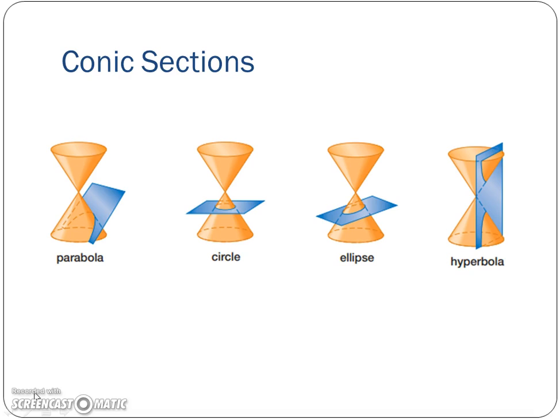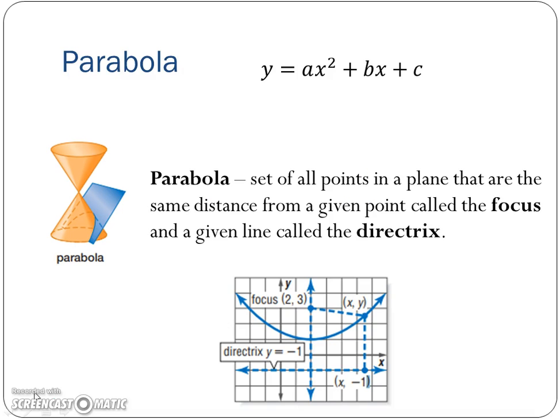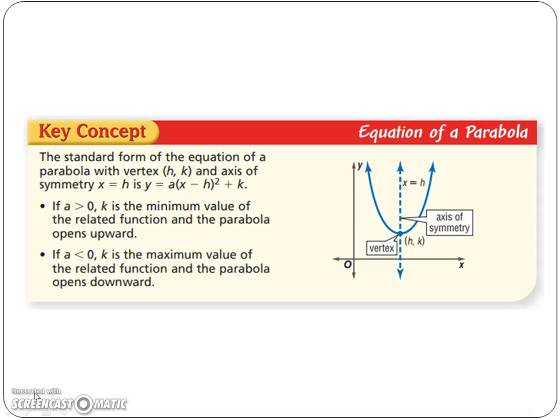Today's topic is the parabola. A parabola is the set of all points in a plane that are the same distance from a given point, called the focus, and a given line called the directrix. The parabola's standard form is y equals ax squared plus bx plus c. A key concept here is that you could also put it in vertex form. Vertex form is y equals a times the quantity x minus h squared plus k, where a, if it's positive, creates a minimum, which is the vertex, and it opens up. If a is negative, it creates a maximum, and it opens down. The axis of symmetry cuts through the vertex.